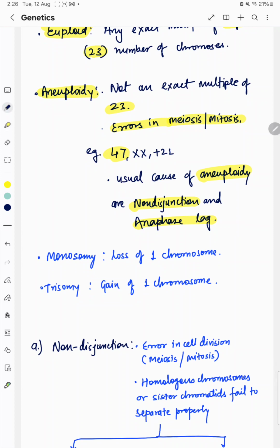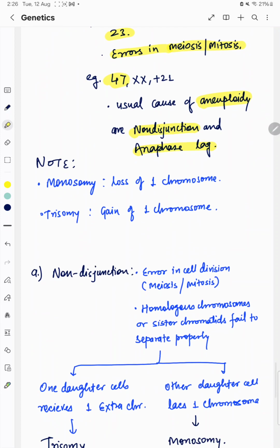There are certain terminologies like monosomy and trisomy. Monosomy represents loss of one chromosome, and trisomy represents gain of one chromosome.